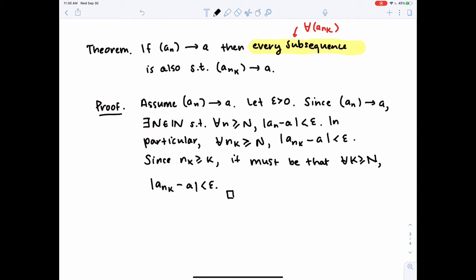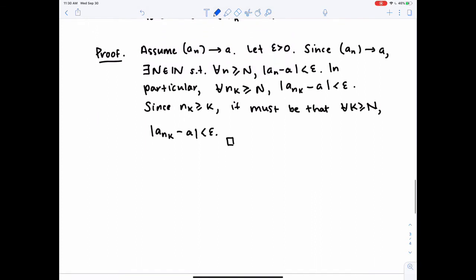Okay, now that we've proven this, I would like you to try to answer the following question. So we've just found out that when a sequence converges, all of its subsequences have to go to that same limit as well. So can you come up with a divergence criterion?